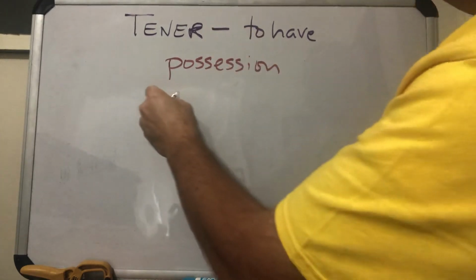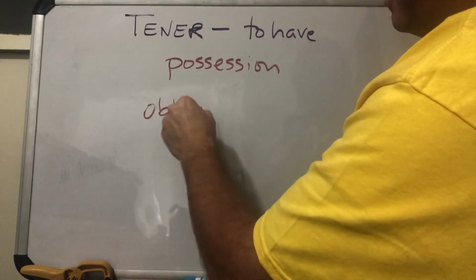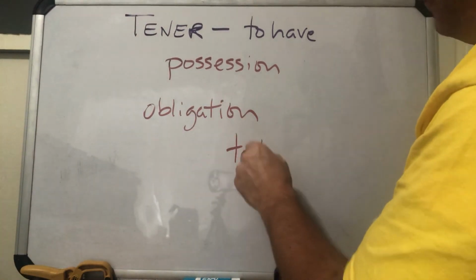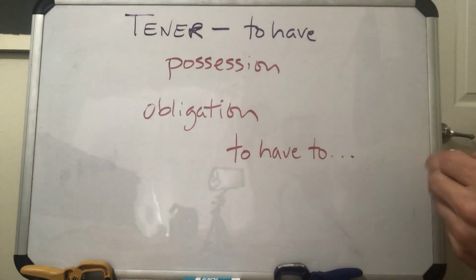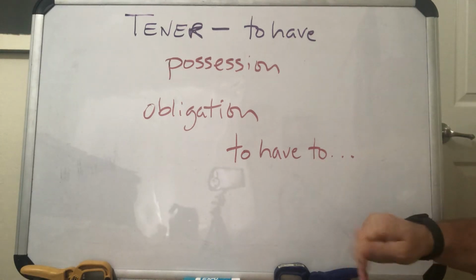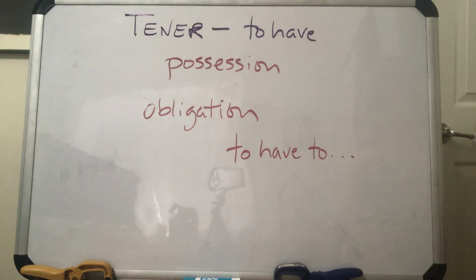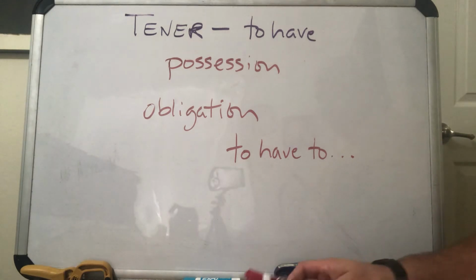You can also use this verb to create an obligation. So in English we would say, to have to, and then whatever it is. Can you go to the movies? No, I have to babysit, or I have to clean my room. They have to wash the car. Whatever the obligation is, we just add this to and then whatever it is that we have to do. Okay? So it's to have, but then we also follow it up with another verb.